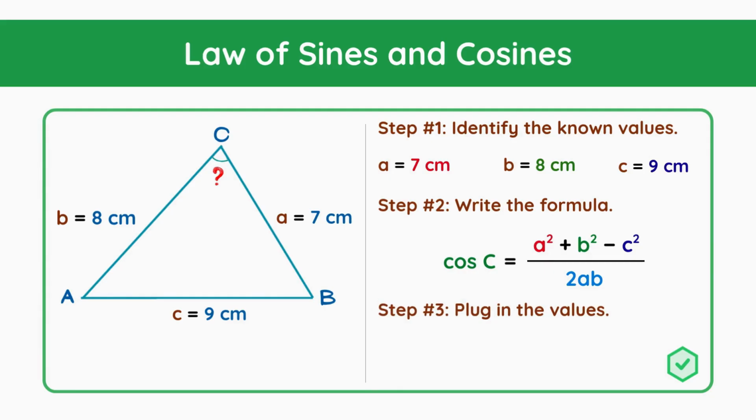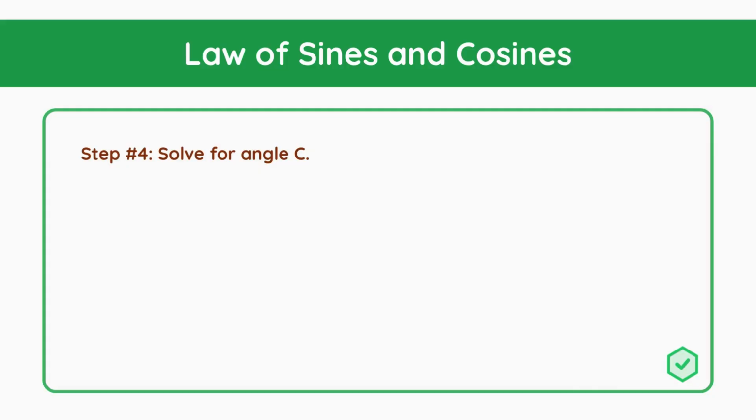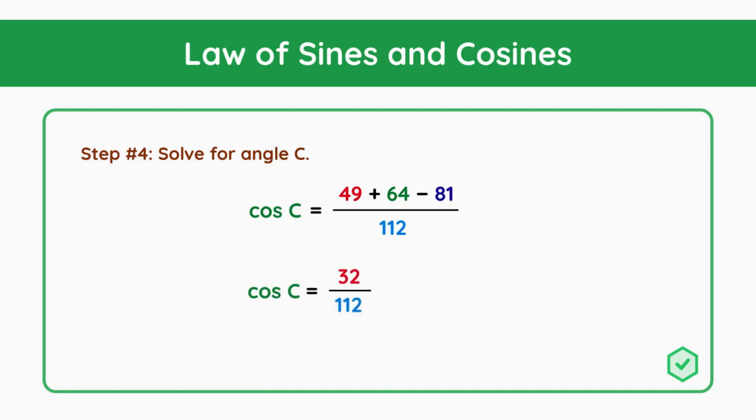Step 3. Plug in the values. Cosine C equals 7 squared plus 8 squared minus 9 squared all over 2 times 7 times 8. Step 4. Solve for angle C. Cosine C equals 49 plus 64 minus 81 all over 112. Cosine C equals 32 over 112, which is approximately 0.2857.